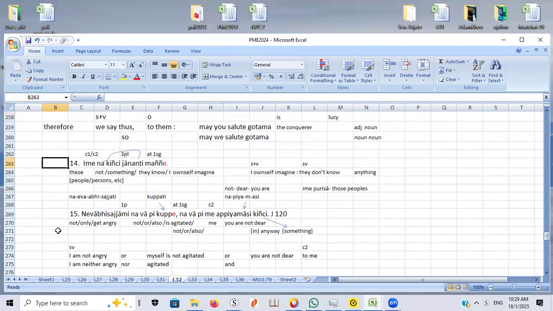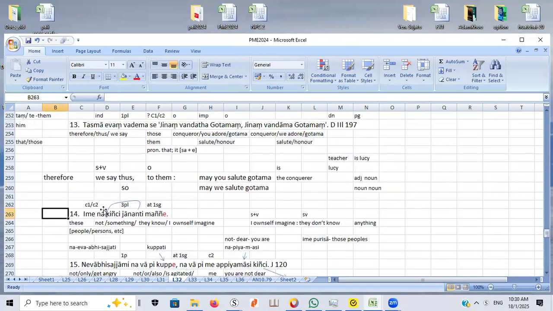So we go to number 14. It's 3355. Just remember that. So in this case, I think this one comes from the pronoun ima. Ima means this. It's a demonstrative pronoun, this, because we have ta, that. So this is ima, and ime can be nominative or accusative plural.